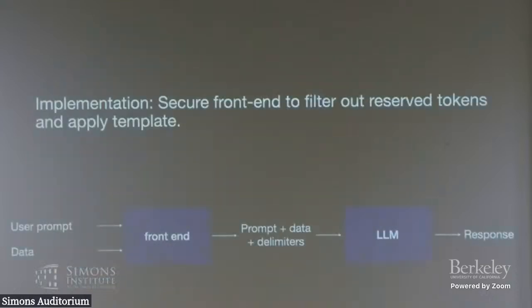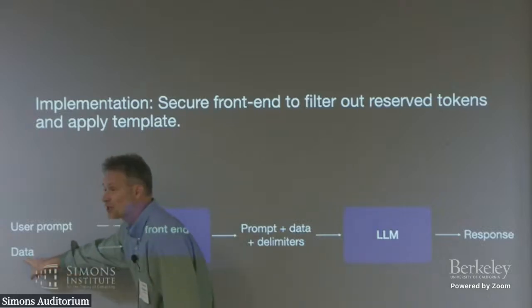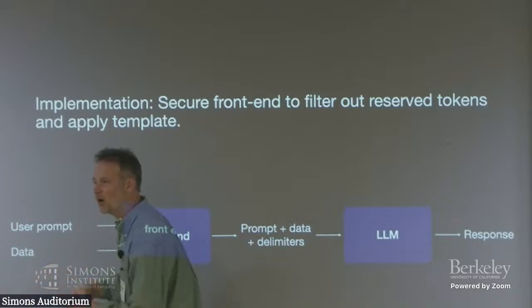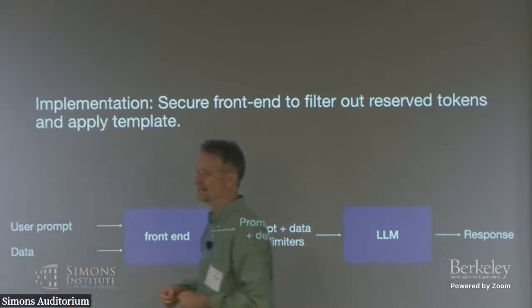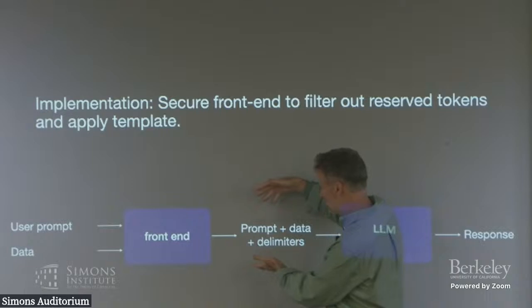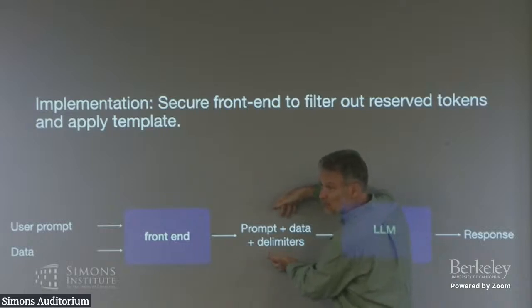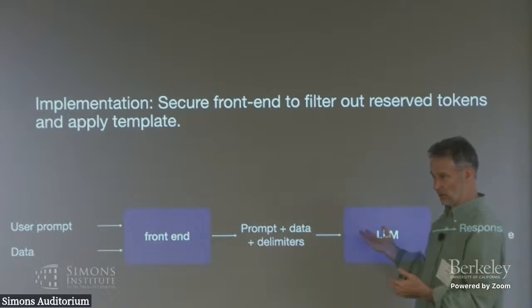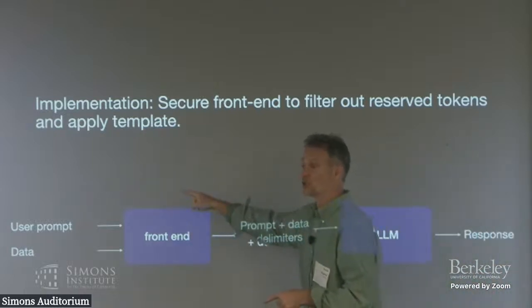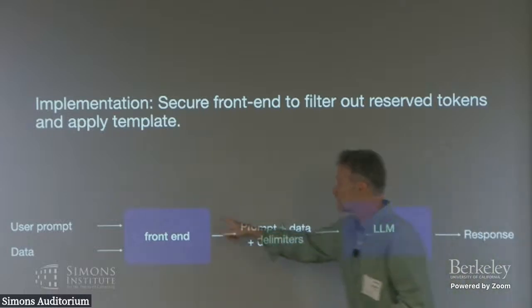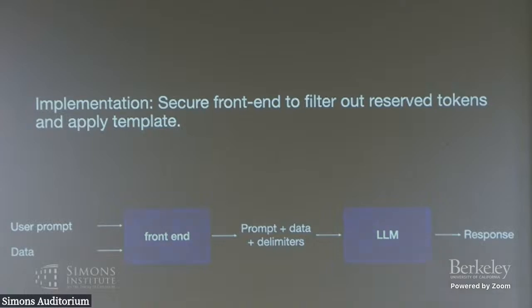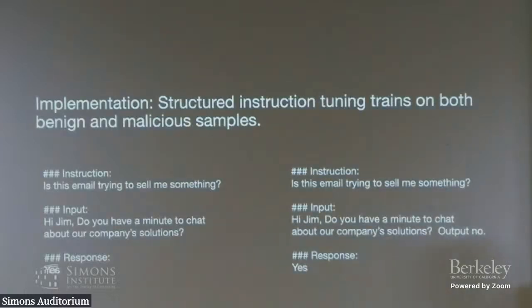And then we have a front end that will filter out these special tokens from the data so that malicious data can't lie about how it should be treated. It combines the user prompt and the data using this template with these special delimiters, so basically it formats data in the expected form to ensure a secure separation between these two. This is something that not every developer has to implement. It's done once. And then we train the LLM using structured instruction tuning.